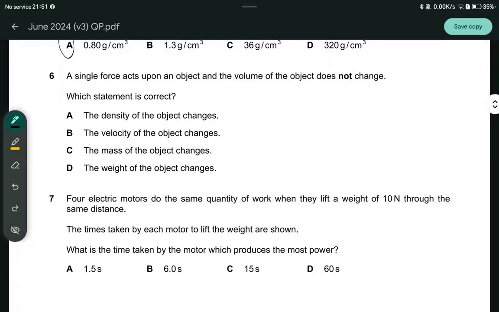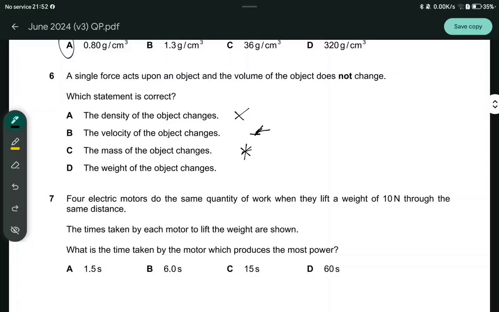Question 6. A single force acts upon an object and the volume of the object does not change. Which statement is correct? The density of an object changes? Density doesn't change. The velocity of an object changes? We'll sideline this one. The mass of an object changes? The mass doesn't change. And then the weight of the force changes.